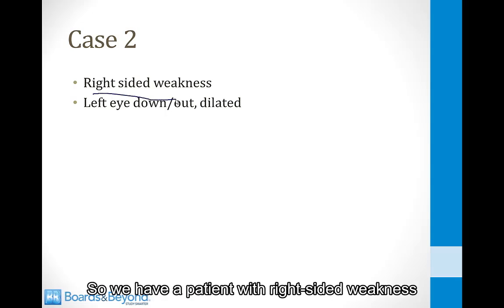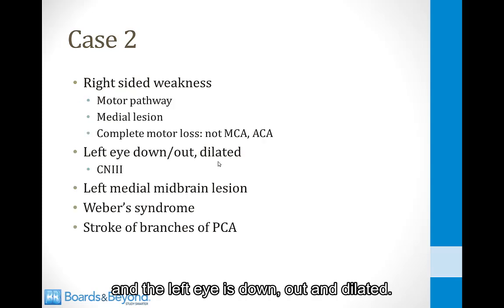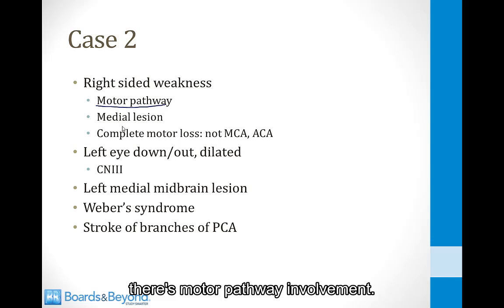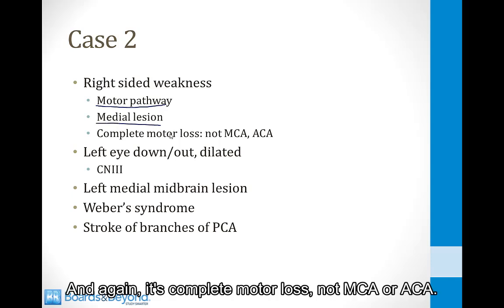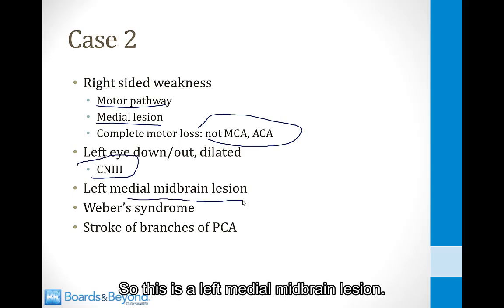So we have a patient with right-sided weakness, and the left eye is down, out, and dilated. So the right-sided weakness means there's motor pathway involvement, and so it must be a medial lesion. And again, it's complete motor loss, not MCA or ACA. The left eye is down, out, and dilated, and that means it's cranial nerve 3. So this is a left medial midbrain lesion.